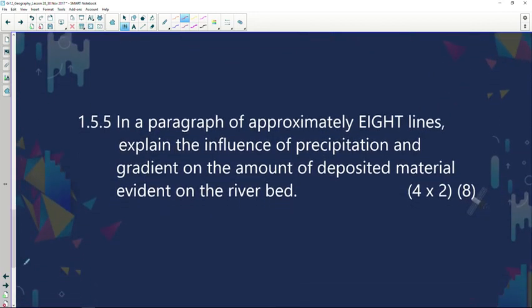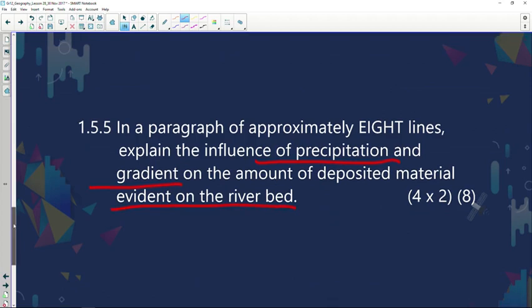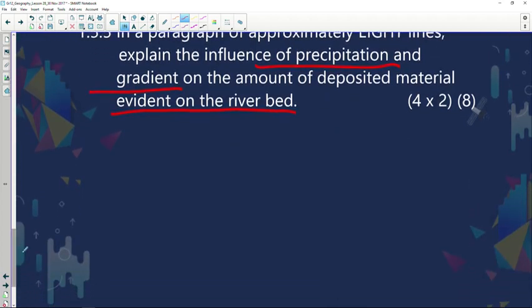Now, in a paragraph of approximately 8 lines, explain the influence of precipitation. Now, precipitation can be hail, snow, rain, and the gradient on the amount of deposited material evident on the river bed. We're going to discuss precipitation separately to the gradient, but both of them play a huge role in the amount of sediments that's being deposited down in the lower course of the river.